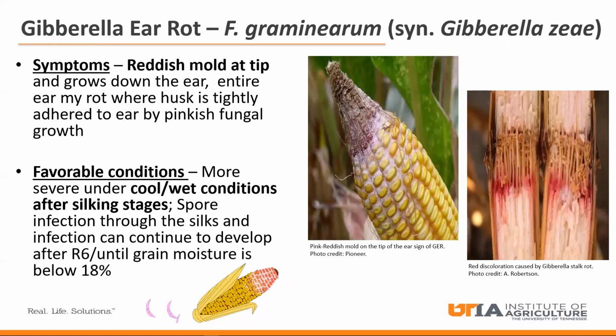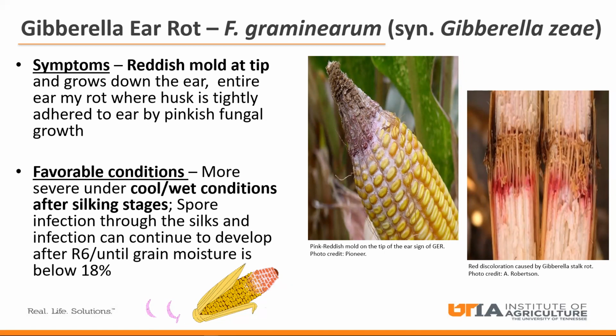So switching to another ear rot, Gibberella ear rot, it's also caused by Fusarium, but specifically Fusarium graminearum species. And so with this, the symptoms are different. For the most part, you see this more at the tip, and it's a reddish mold that you'll see at the tip that then can grow down the ear.